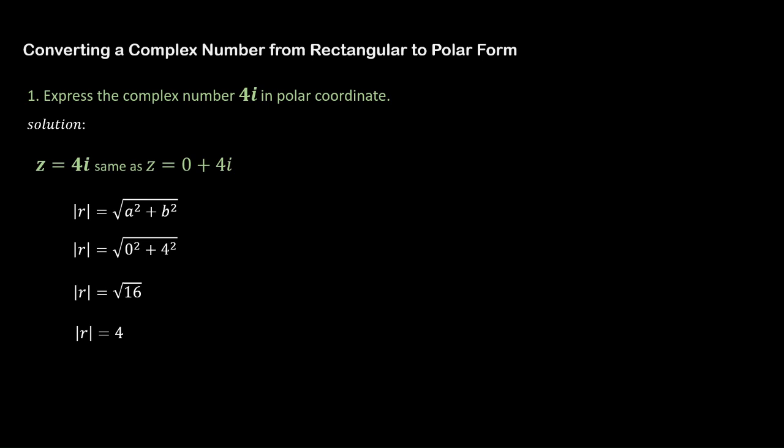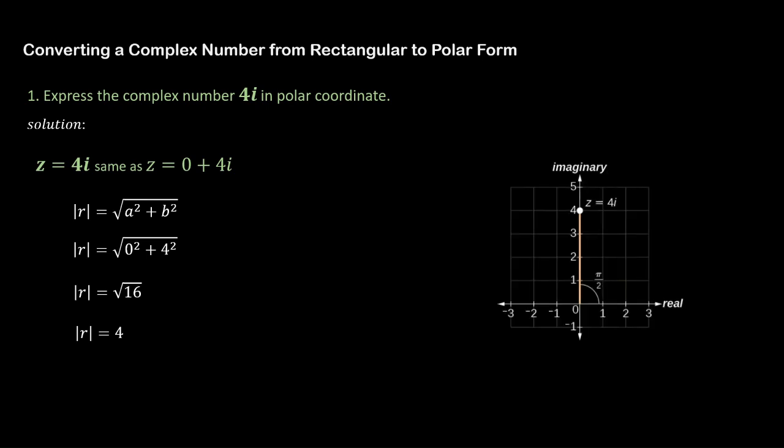For the angle, we know that it will be on the imaginary axis and it will have an angle of pi over 2, equivalent to 90 degrees. So now we can express our complex number in polar form: z equals 4 e to the i pi over 2. Let's have example number 2.